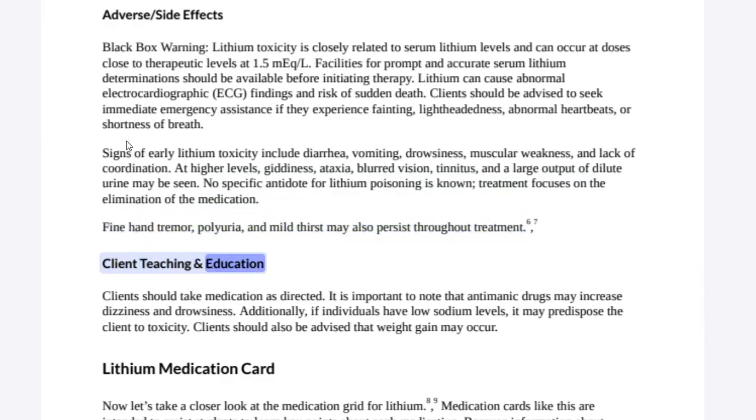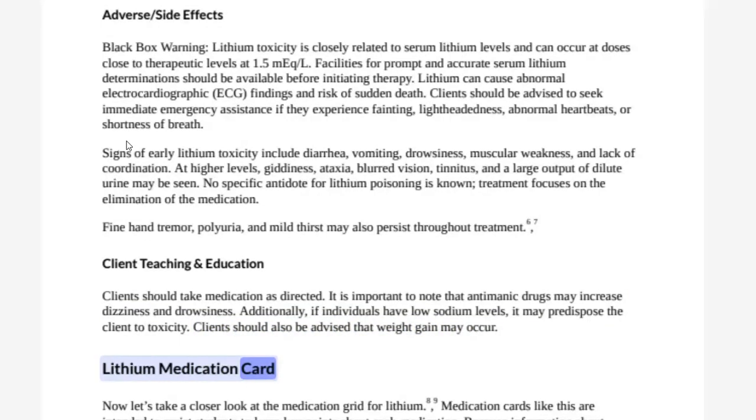Client teaching and education. Clients should take medication as directed. It is important to note that antimanic drugs may increase dizziness and drowsiness. Additionally, if individuals have low sodium levels, it may predispose the client to toxicity. Clients should also be advised that weight gain may occur.